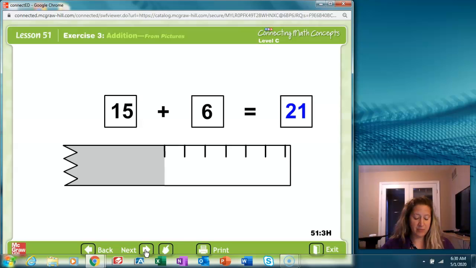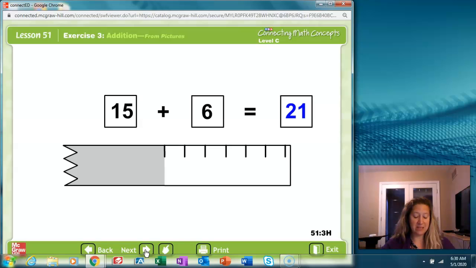So problem A, 7 plus 9. Say the fact. 7 plus 9 equals 16. Good. Problem B, 14 minus 4. Say the fact. 14 minus 4 equals 10. Problem C, 12 minus 2. Say the fact. 12 minus 2 equals 10. D, 9 plus 6. Say the fact. 9 plus 6 equals 15.